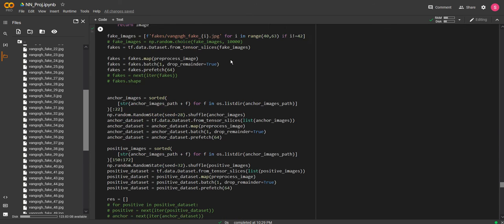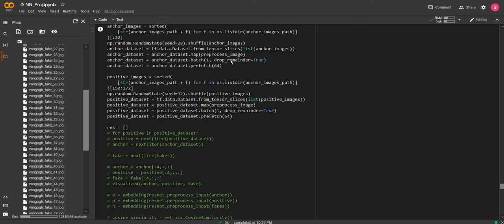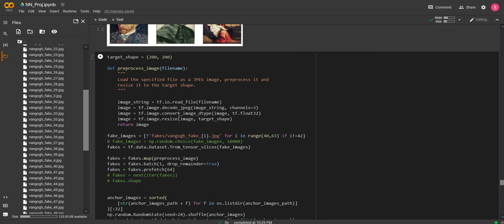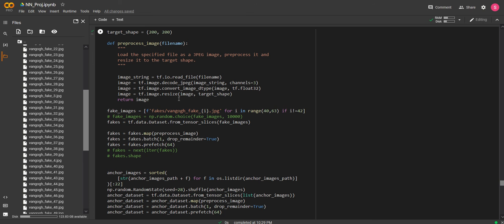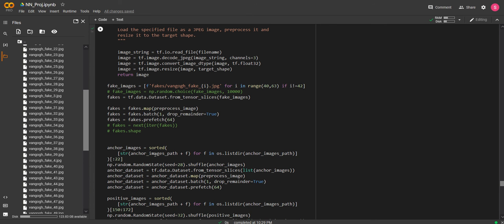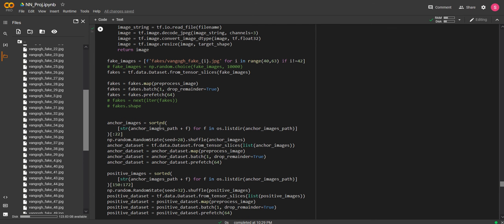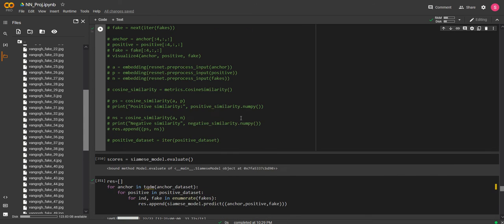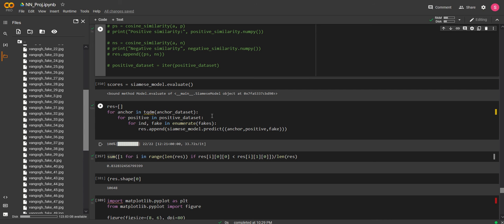Finally, we come to the testing section, which is where we see how our model performs. For testing, we take 22 anchor images, because we have 22 fake ones remaining. 40 of them were used for training, so that means there are 22 fakes that the model has not seen. And we take similarly 22 anchor images that it has seen, and 22 positive images that it has not seen, because the first 150 were used for training. Then we input them into the model.